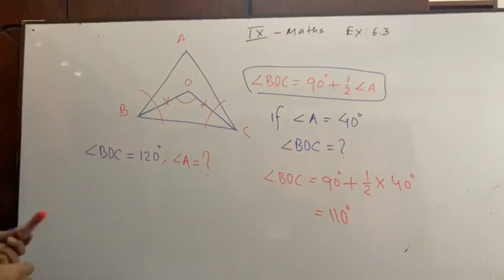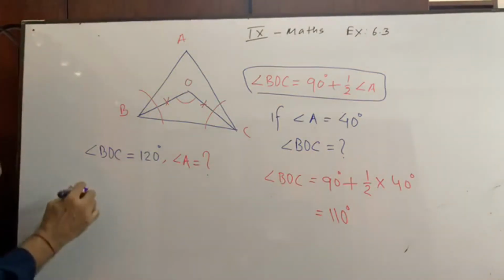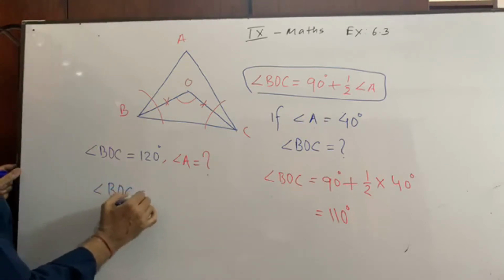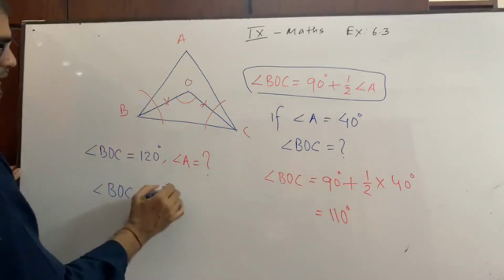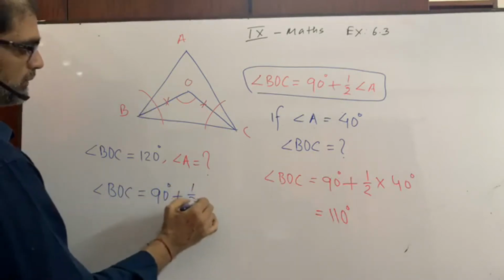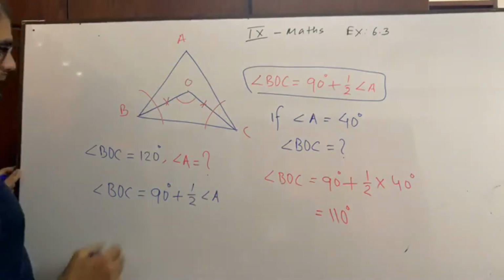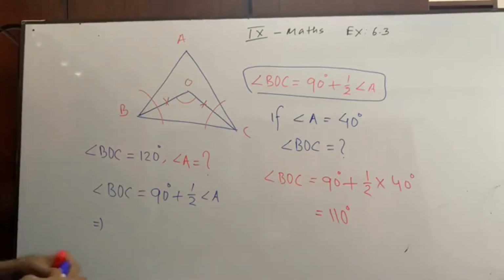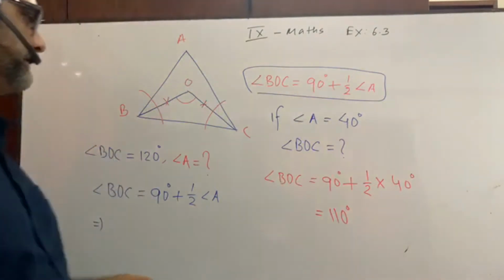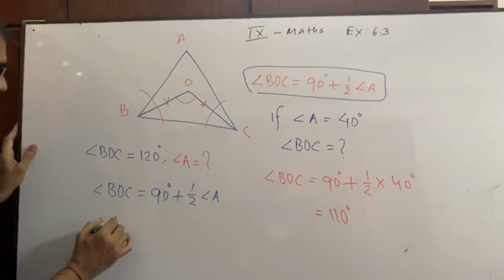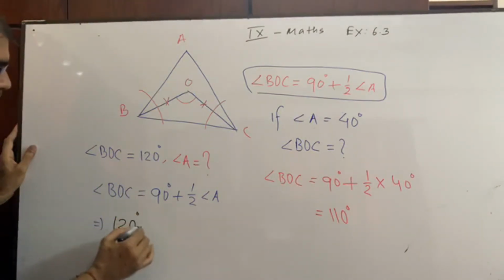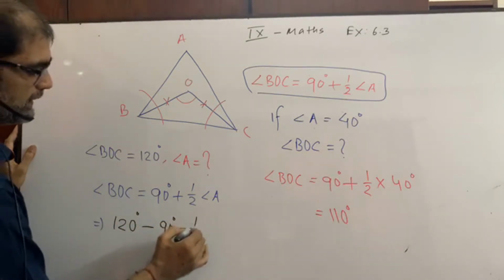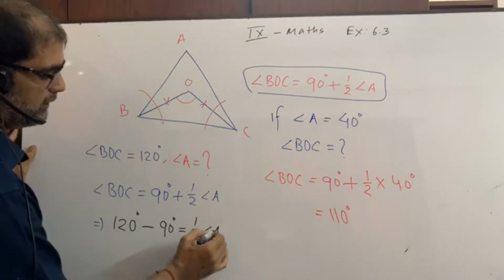Okay, then what will you do? You will write down the formula, that is angle BOC. Angle BOC is equal to what? 90 degrees plus half of angle A. Now BOC equals what? Here in this question, 120 degrees, right? So write down, it is 120 degrees, this is minus 90 degrees, and this is half of angle A.